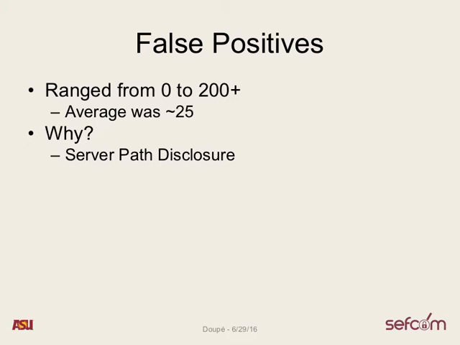One of the tools reported a server path disclosure on every URL that started with a slash. It's like, oh, /user/home, that's a local path, server path disclosure. And we're like, no, that's a URL.